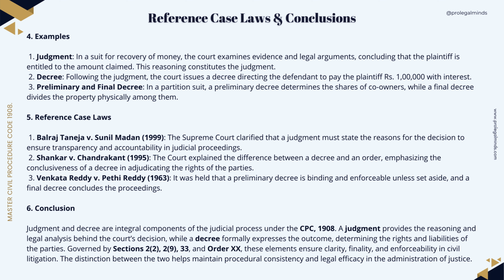6. Conclusion. Judgment and decree are integral components of the judicial process under the CPC, 1908. A judgment provides the reasoning and legal analysis behind the court's decision, while a decree formally expresses the outcome, determining the rights and liabilities of the parties. Governed by Sections 2(2), 2(9), 33, and Order 20, these elements ensure clarity, finality, and enforceability in civil litigation. The distinction between the two helps maintain procedural consistency and legal efficacy in the administration of justice.